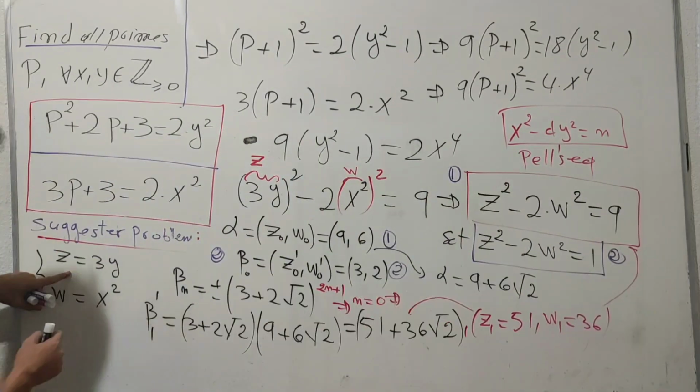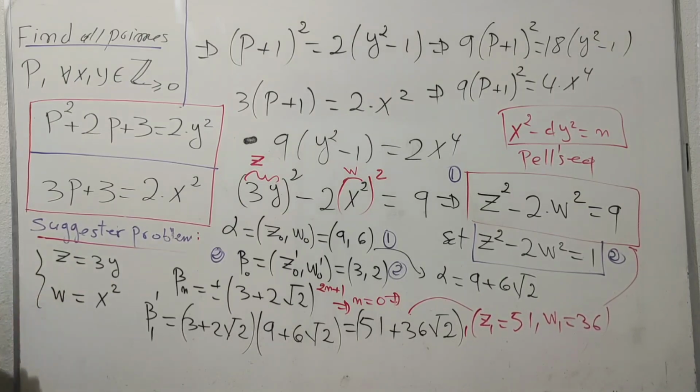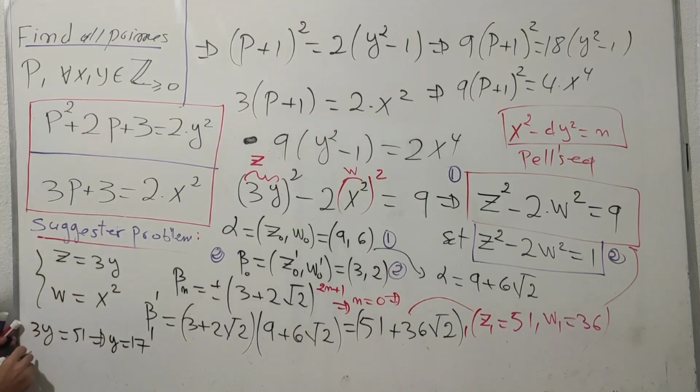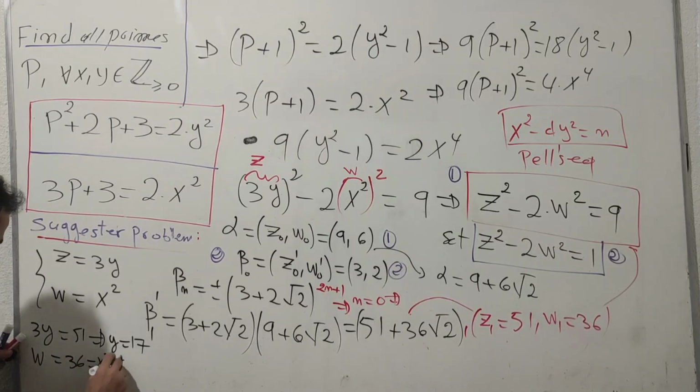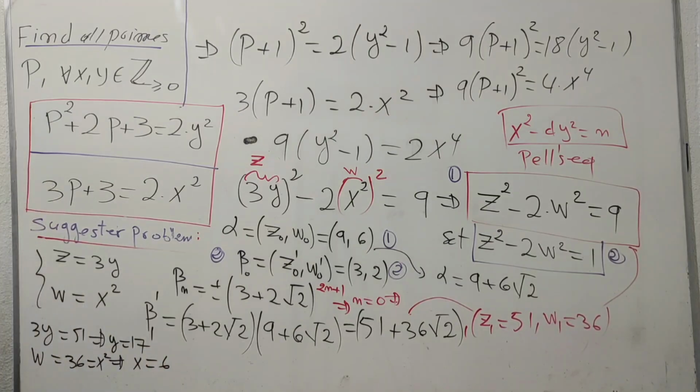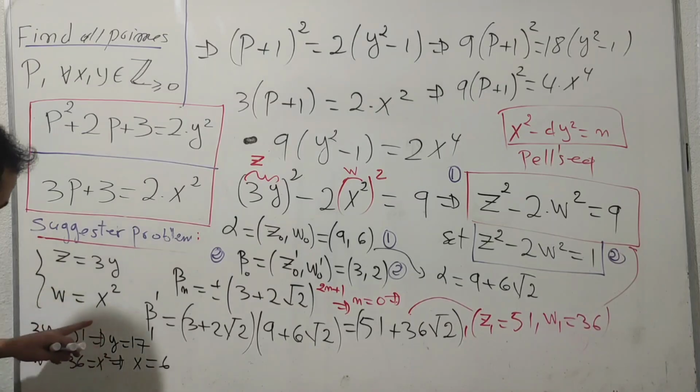Okay, here, because we had a substitution here, which means I get 3y equals z, which is 51. We know 51 divided by 3 is going to give us 17. For the w, we get x squared, which is going to be replaced with 36. x squared implies x is going to give us 6. Remember, we are dealing with non-negative integers here. So we get a solution for this one. We get x equals 6 and y equals 17.